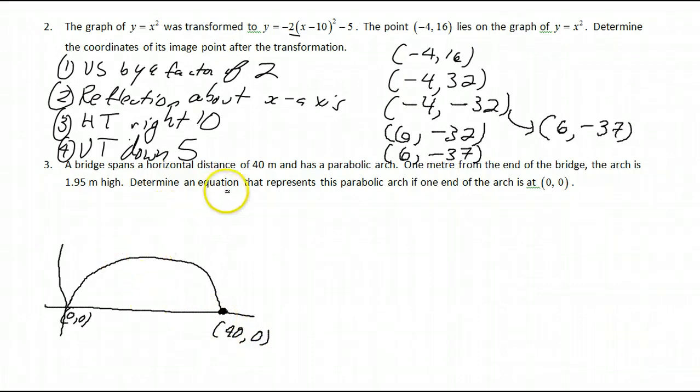How high is it? It doesn't say. But it says 1 meter from the end of the bridge, the bridge is 1.95 meters high. Now 1 meter can be either 1 meter from this end or 1 meter from this end. 1 meter from 40 will be 39 and 1.95, and 1 meter from this end will be 1 meter horizontally and 1.95 vertically.